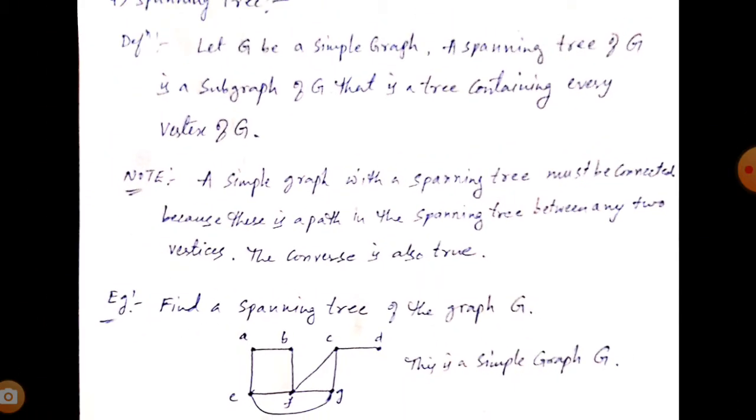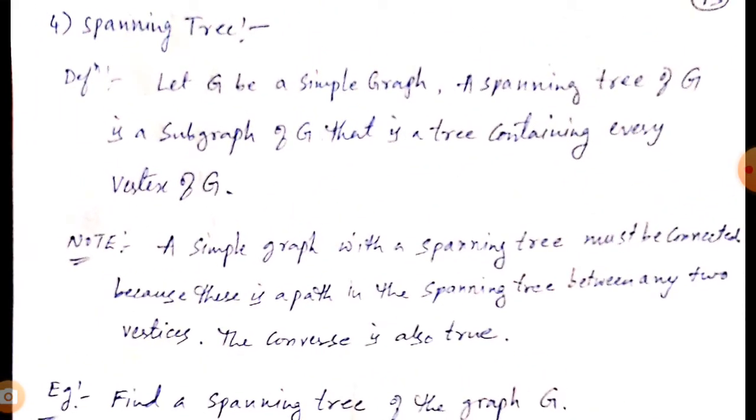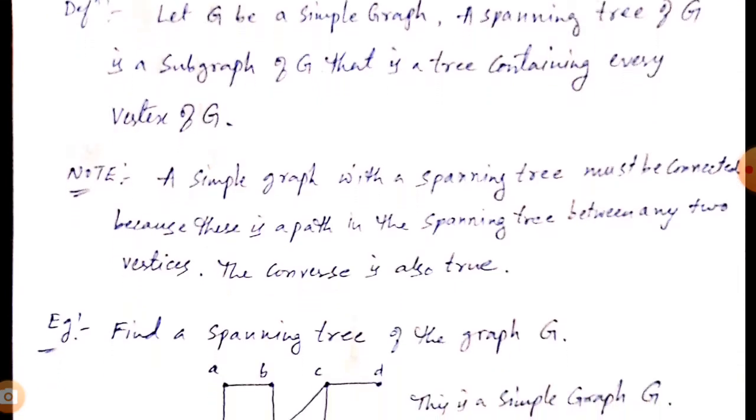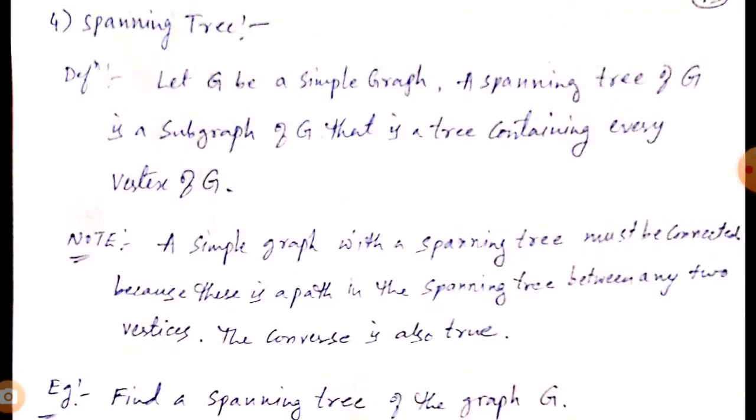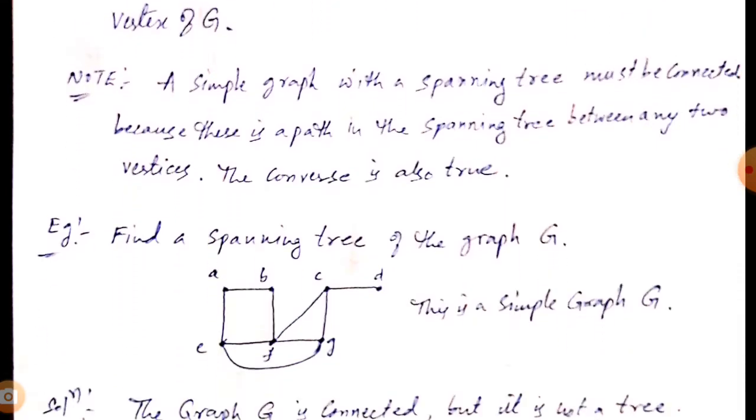Of course, in a spanning tree of a graph G, between every two vertices there should be a path. Like that, we have to construct a tree, which is called a spanning tree of the given graph.